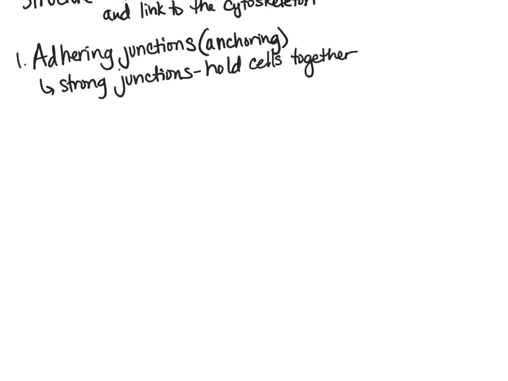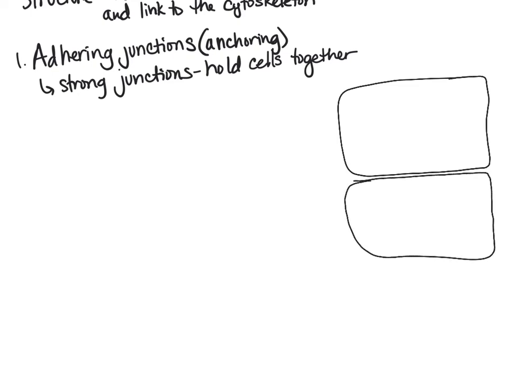If we have a cell, and we have another cell right next to it in a tissue, I should probably separate these a little bit more so we can show that junction better. All right. So these would actually be very close to each other, but I'm giving a little bit of space for illustration. So what we end up having are these proteins on the side of the plasma membrane.